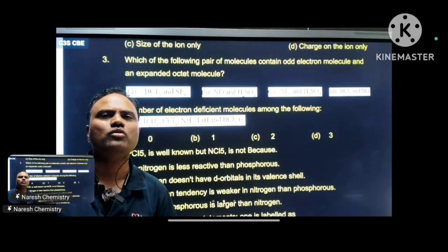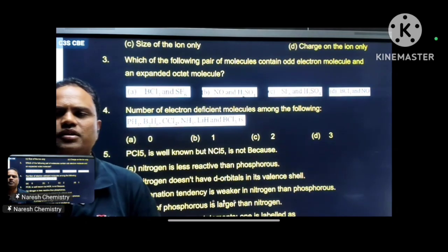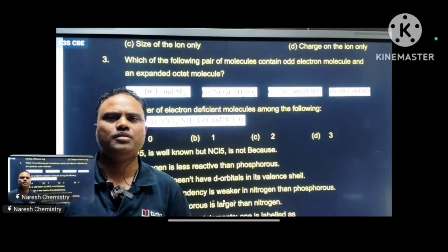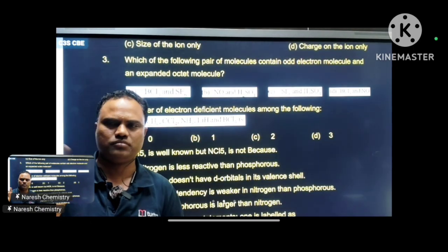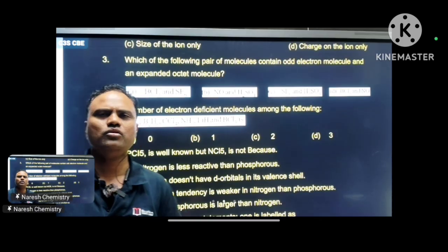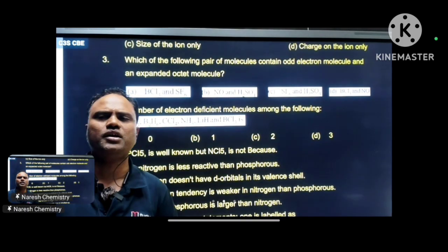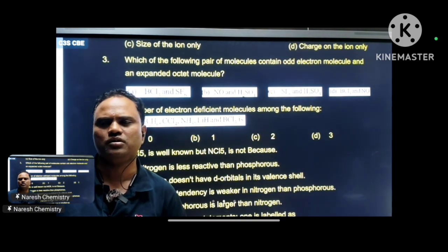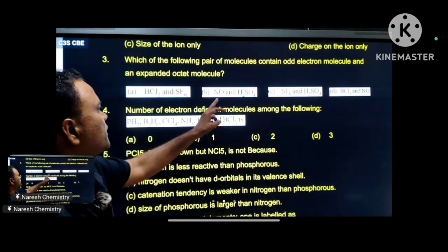How to count electrons, odd or even? Very simple. Just remember group number. Group number is nothing but number of valence electrons. If you get an even number, that is even. Odd number, that is odd. Okay. Right. Coming to NO.